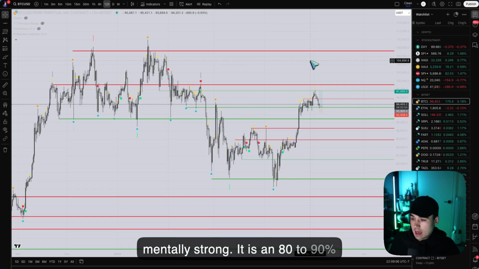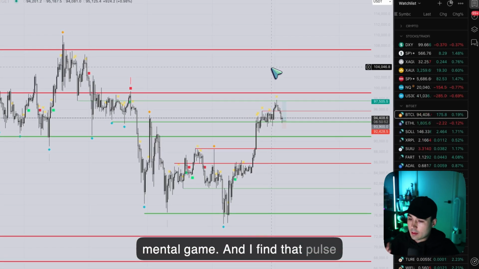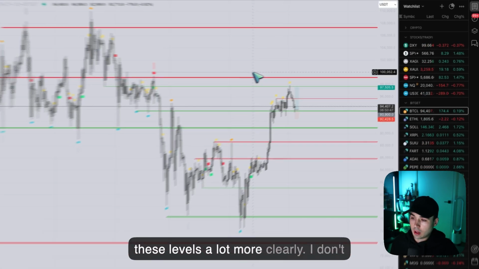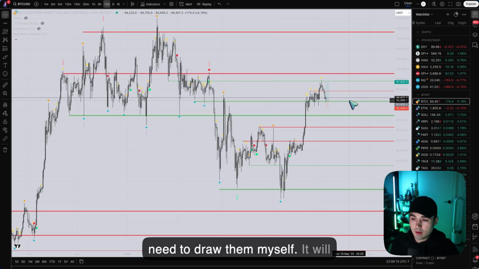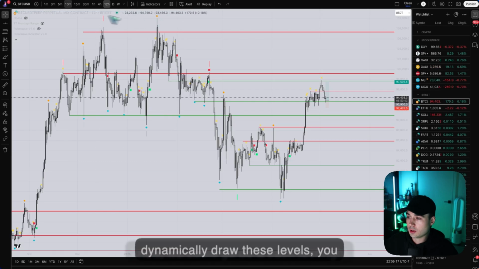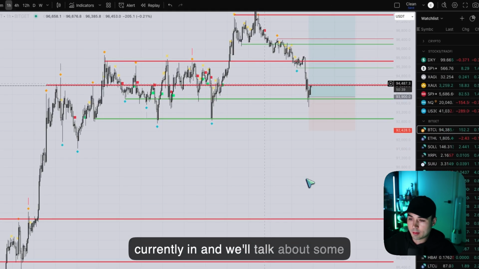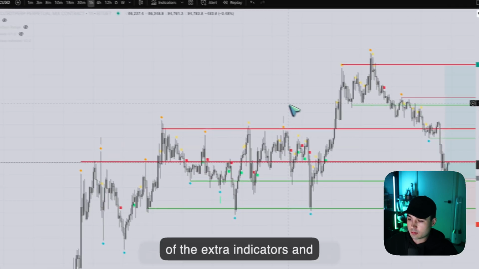It is an 80 to 90% mental game, and I find that PulseWave really helps me dominate the mental game because I can see these levels a lot more clearly. I don't need to draw them myself. It will dynamically draw these levels. We can do a back test right here, and I'll explain the trade that I'm currently in, and we'll talk about some of the extra indicators and customizations.